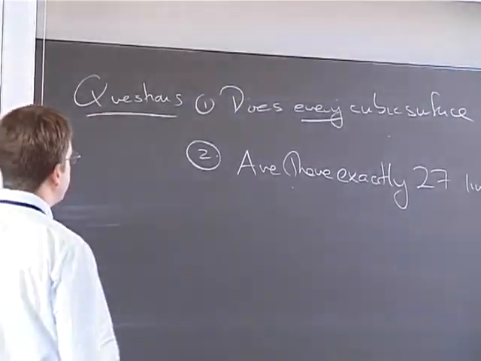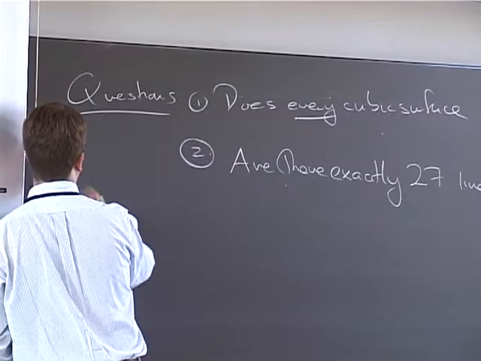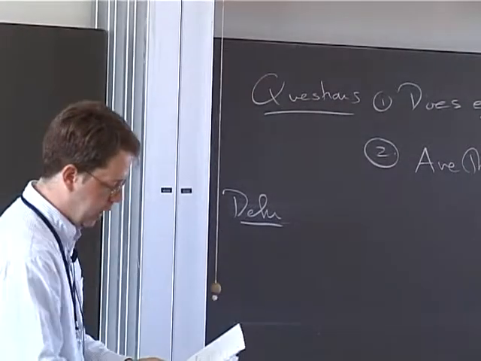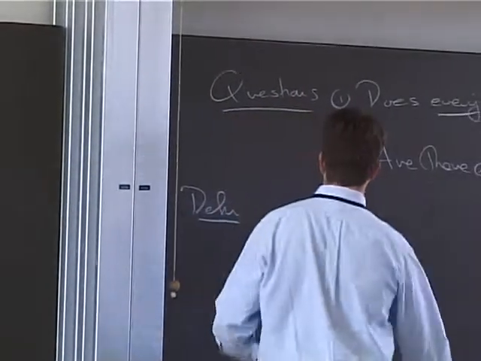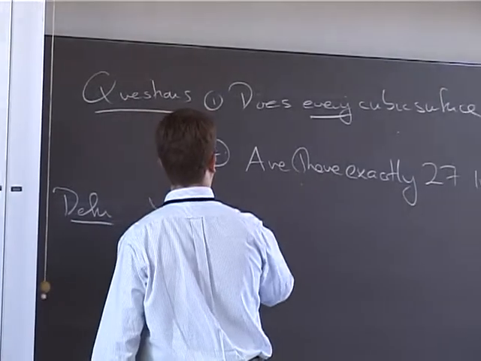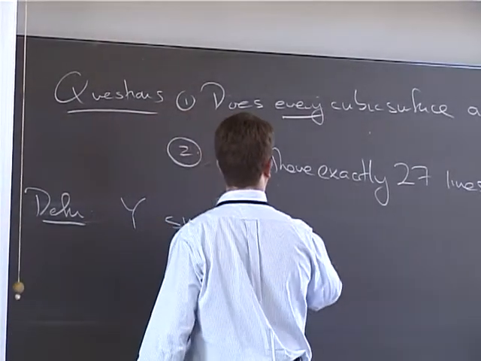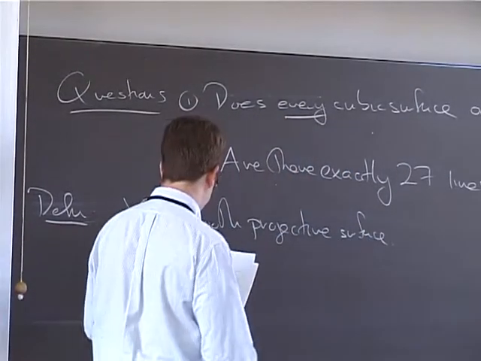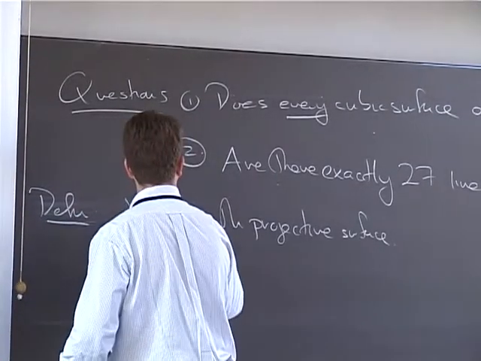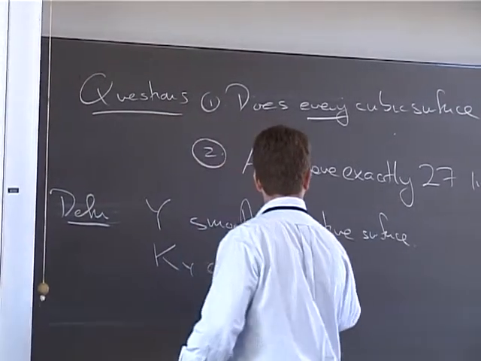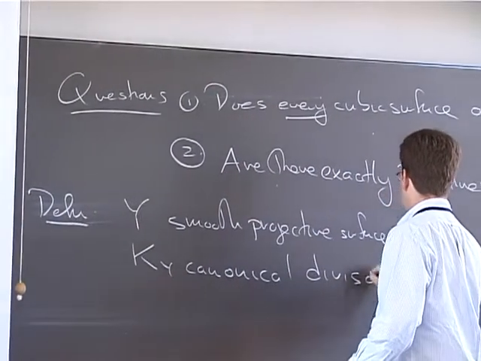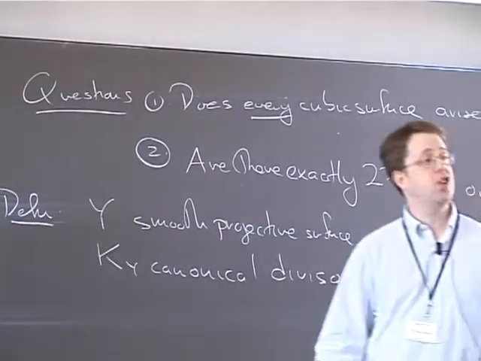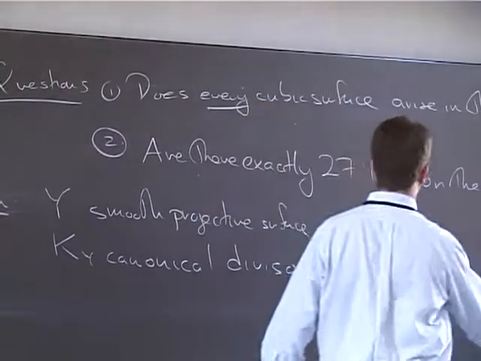So let me address this. Well, before I address it, let me make a definition. And this will give me a chance to introduce some more notation. So let's let Y be an arbitrary smooth projective surface, and let's let K of Y be the canonical divisor. So this is associated to the locally free sheaf, the top exterior power of the differentials.